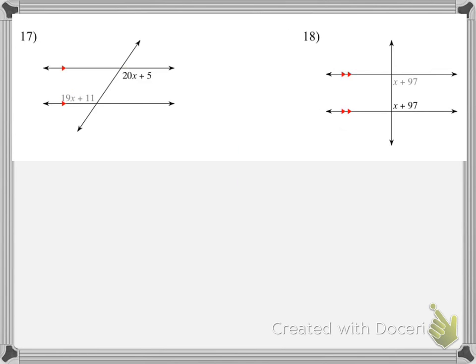So here we have, they're both inside, so we know they're interior. They're on the opposite side. So number 17, we have alternate interior angles. We know that the property of alternate interior angles is that they're congruent. Therefore, we would simply set them equal to each other. So it would be 19x plus 11 is equal to 20x plus 5. Solve for x and then plug it back in. And so remember, the one you're plugging it into would be the 20x plus 5.